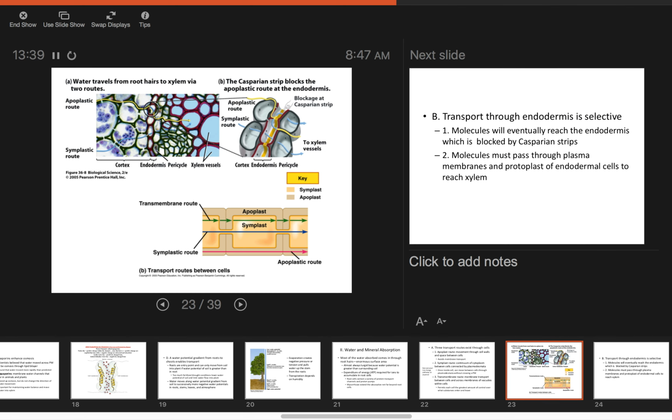So here is an example of our apoplastic route. We're not going inside the cells. We're going to stay in spaces in between cells. Okay. Our symplast route goes through the plasmodesmata. And then our transmembrane route goes through the cell membrane and the cell wall. Cell membrane, cell wall. So this diagram I think probably does the best job of that.